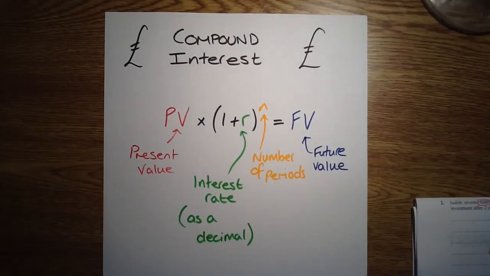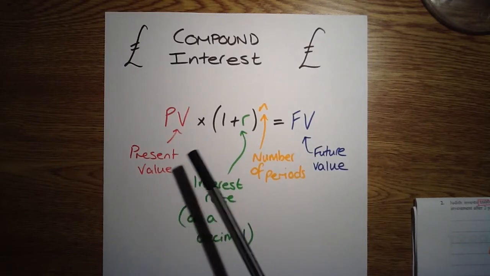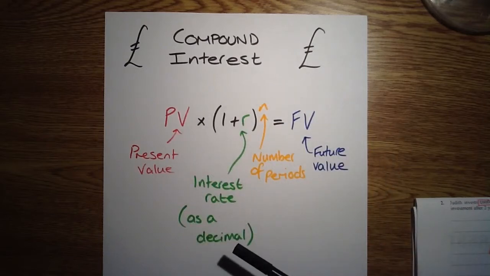When an amount of money is invested with a specific interest rate over a number of periods, and that interest rate acts on a new amount every time, that's called compound interest. And to calculate compound interest, we have this formula here.